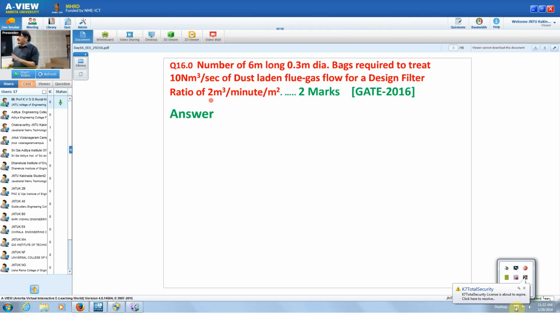What is the area of each bag, whose diameter is 0.3 meter and whose length is 6 meter? What is the formula for that? Pi d square by 4.